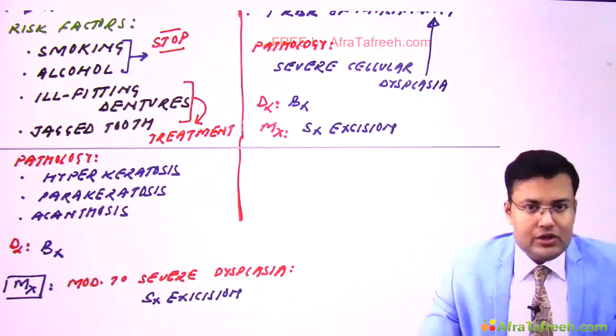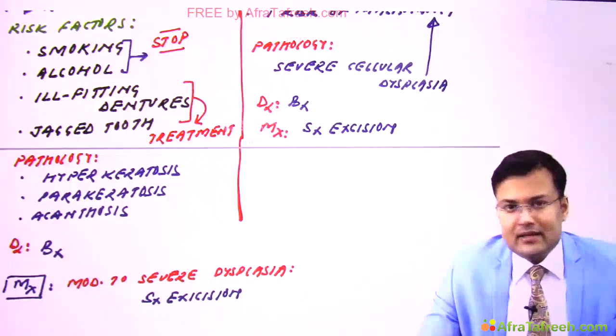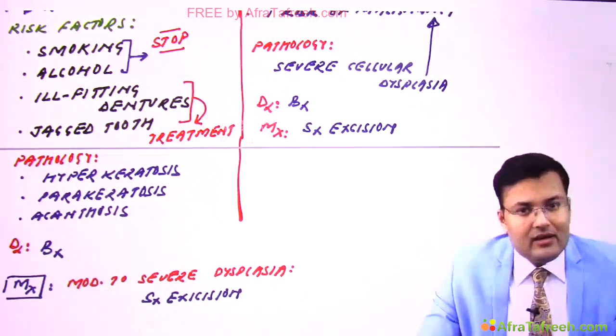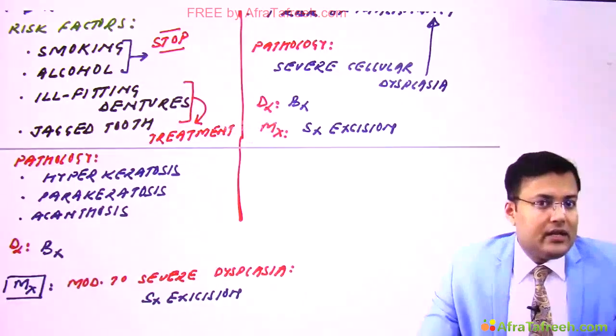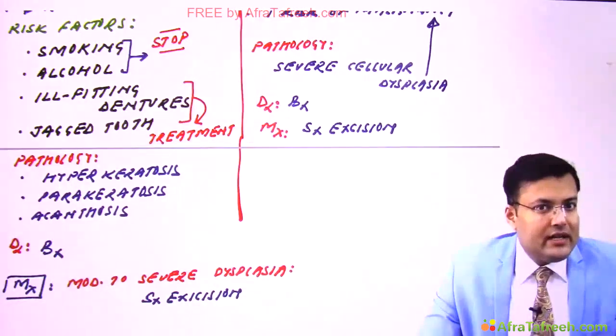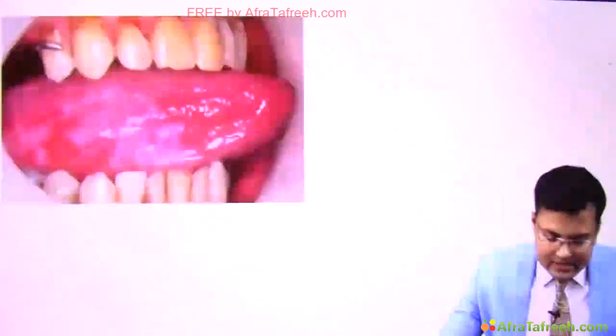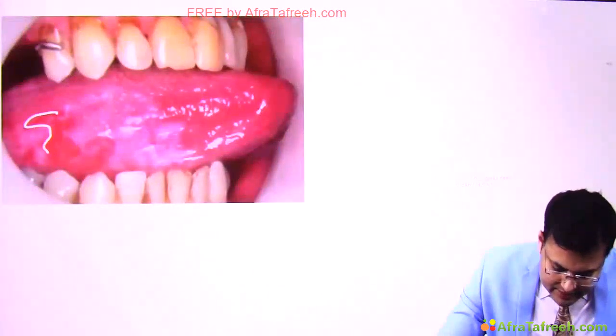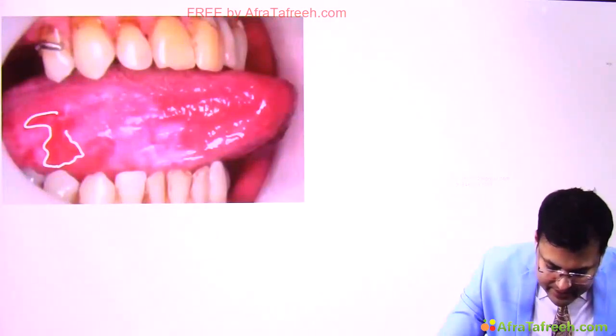Now the third situation, which is very important and has an increased risk of malignancy, known as speckled erythroplakia. What are the other names? Speckled leukoplakia, and it is also known as erythroleukoplakia. Now see this diagram. Here you can notice that there is an erythematous base.